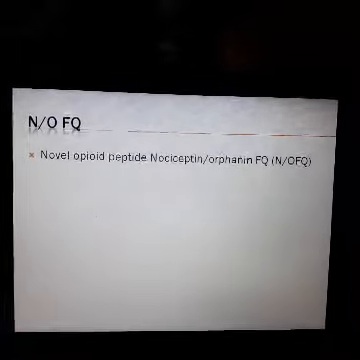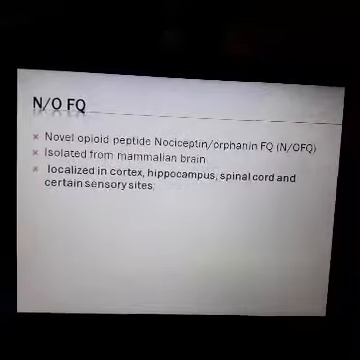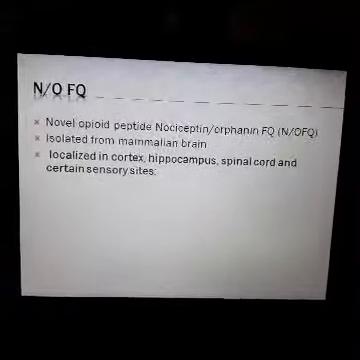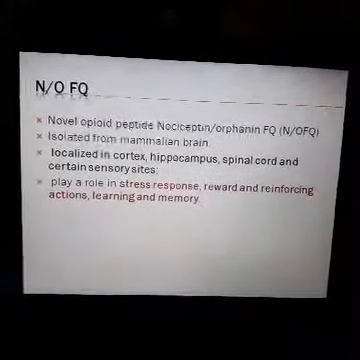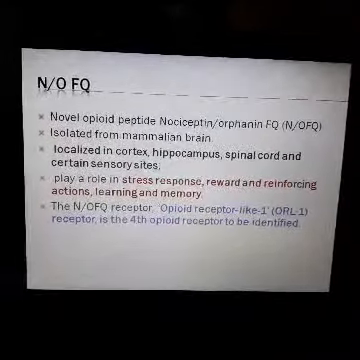And this is a novel opioid peptide, nociceptin, orphanin FQ. It is also isolated from the mammalian brain, localized in the cortex, hippocampus, and some spinal cord, and plays a role in stress response, reward and reinforcing action, learning and memory.